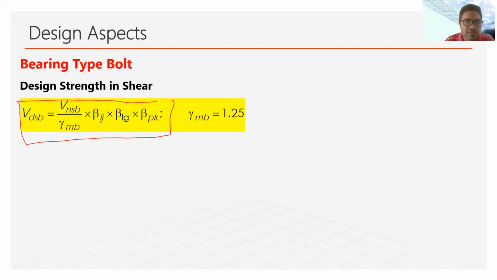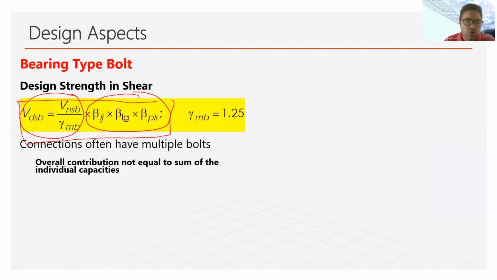So ultimately this formula is multiplied by these three factors, and these three factors are basically the reduction factor. And why are we using this? Because this formula will be used if multiple bolts are used in a joint. When we use multiple bolts, the method of superimposition doesn't work. Here it says the overall contribution is not equal to the sum of the individual capacity.